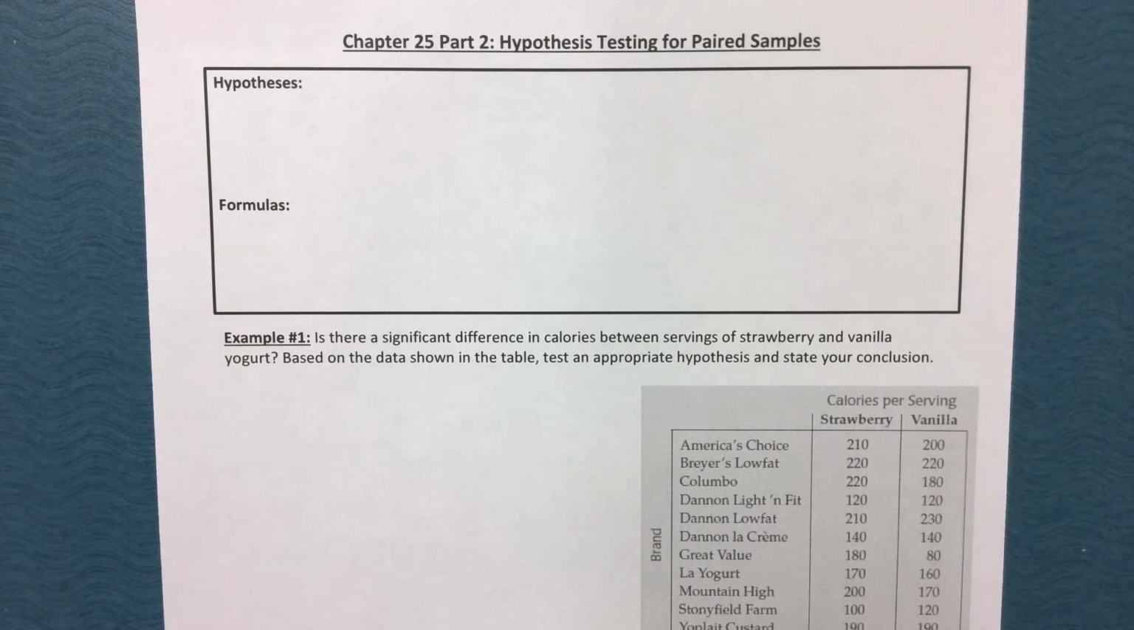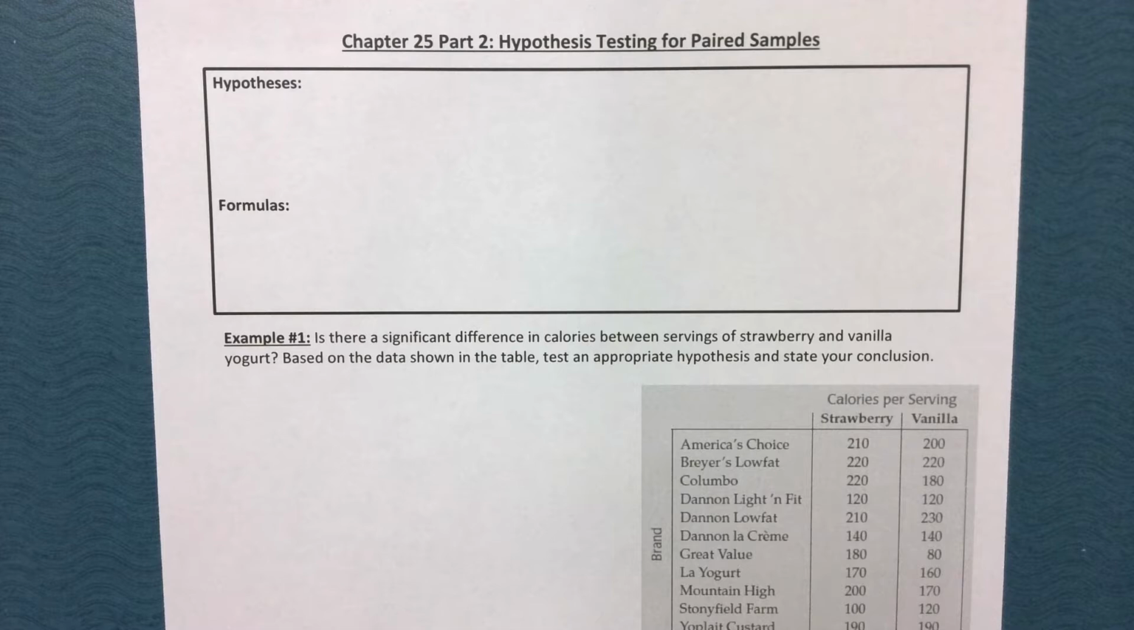Chapter 25, Part 2, we are going to look at paired samples again, but this time we will focus on hypothesis testing. So since we're still running a hypothesis test, we can still use PHANTOMS. I just want to recap what those hypotheses would look like and a few formulas.